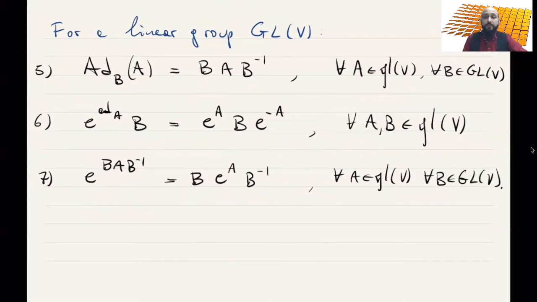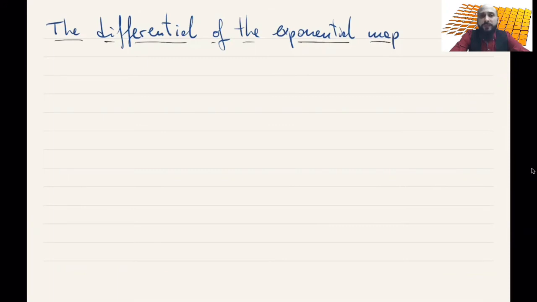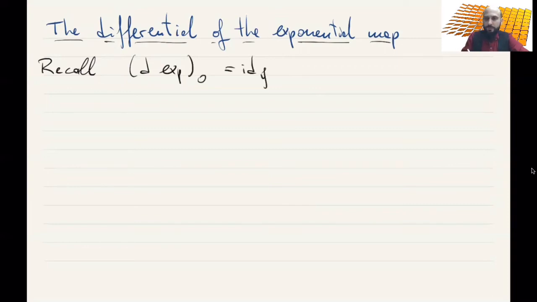I suggest you do these exercises. I will now tell you a formula for the differential of the exponential map. It's very rare that in a course one sees this formula, so that's why I want to tell you about it. So let's start with something that is very important, that I'm sure you already saw. We already recalled that the exponential has the property that the differential at zero is the identity on the Lie group. And one can draw a lot of consequences from this formula.